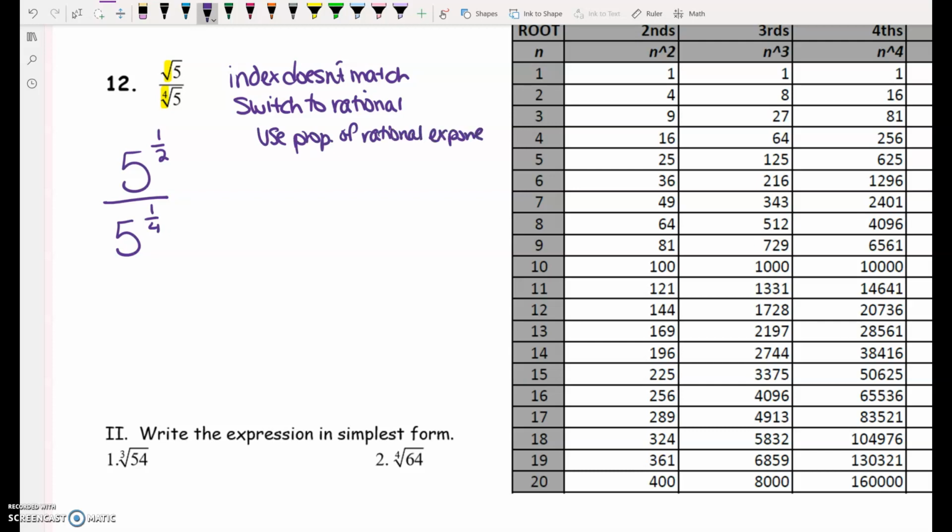We're going to use the properties of our rational exponents to simplify. When we're dividing with the same base, what do we do with those two exponents? We're going to subtract them. 1/2 minus 1/4. You can do 1/2 minus 1/4 in your calculator, or if any of you like to cook, bake, measure things in the kitchen, 1/2 of a cup minus 1/4 of a cup is 1/4 of a cup. So this is 5 to the 1/4.